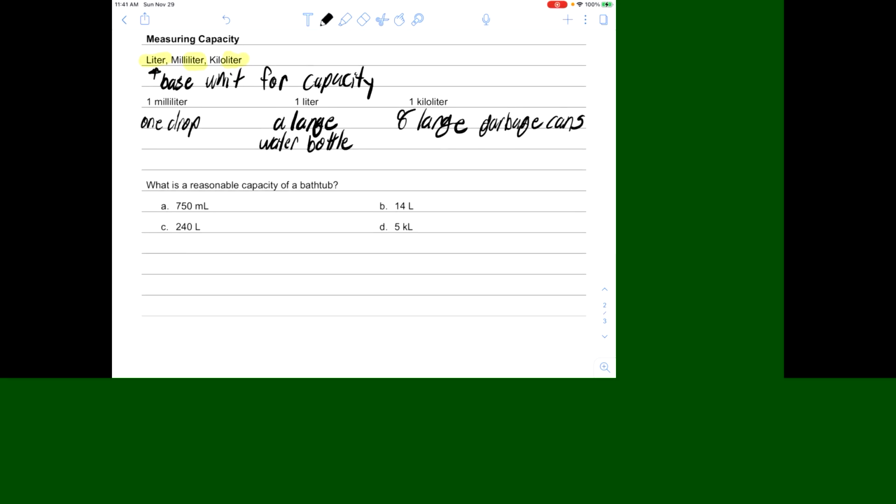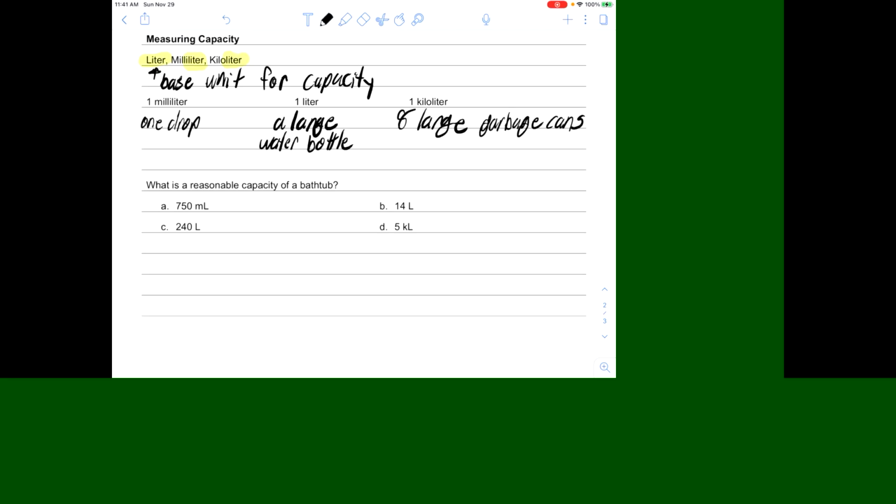Okay, so let's think about 14 liters. If I took my water bottle and I filled it 14 times, I might fill up part of my sink or wash a turtle. I could wash my turtle in 14 liters, but I think it would be pretty hard to wash a whole person. 240 liters, 240 water bottles, that's a lot more. I think if I filled my water bottle 240 times and dumped it into a tub, that might give me a good amount of bath.